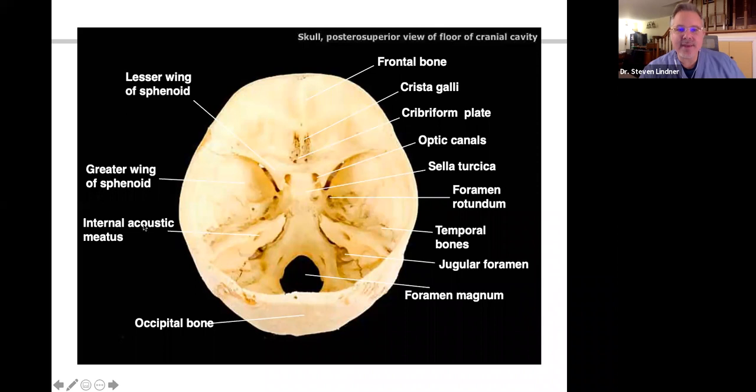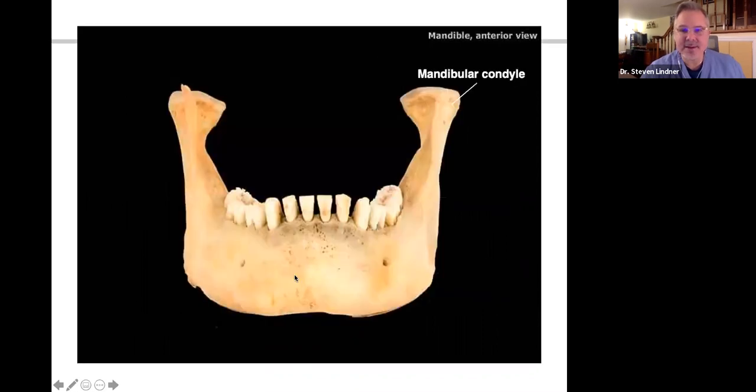Here, where you have the internal acoustic meatus, this is the petrous ridge of the temporal bone. If you take this petrous ridge, lift it up and move it away, that's where you're going to see the vestibular apparatus of the ear. All right, and there's your jugular foramen and the foramen magnum.